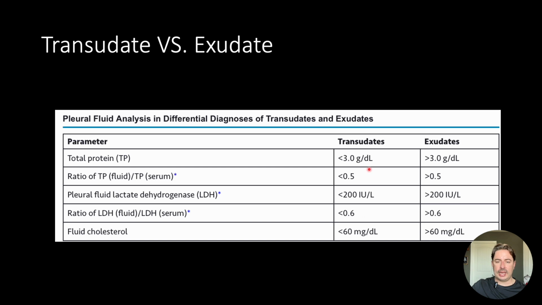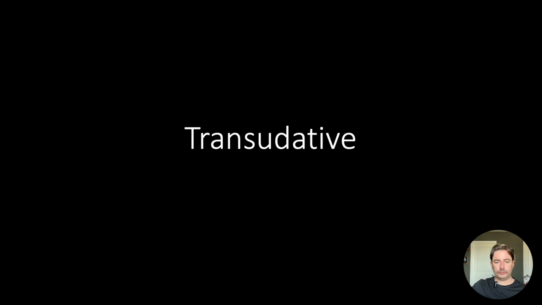Remember, the transudate is going to be thin. The exudates are going to be extra thick, so they're going to have more proteins, more elements in that fluid, creating greater numbers when it comes to these measured values. So we're going to continue to break down the transudative versus the exudative fluids.